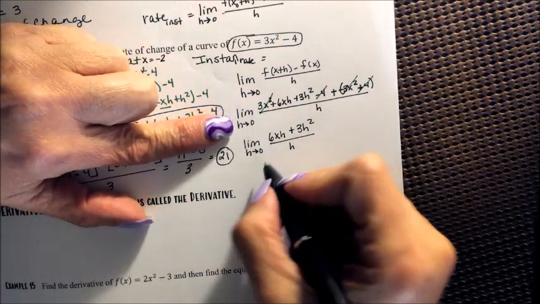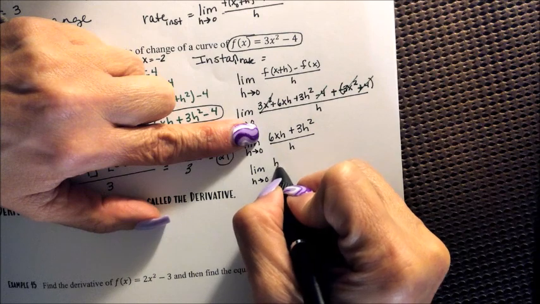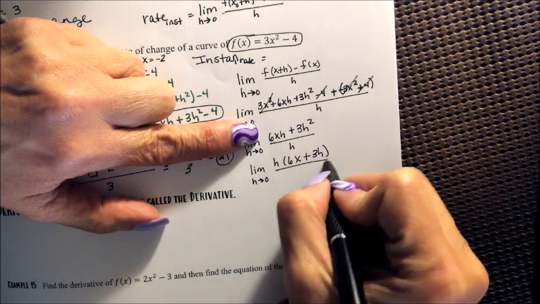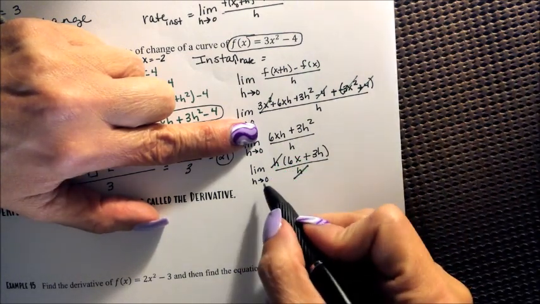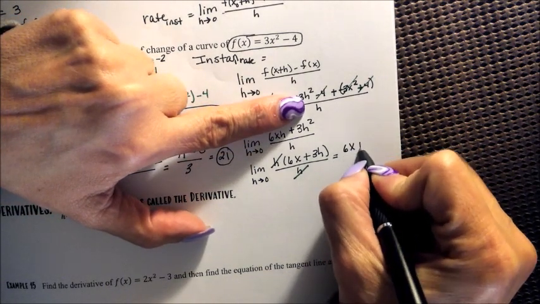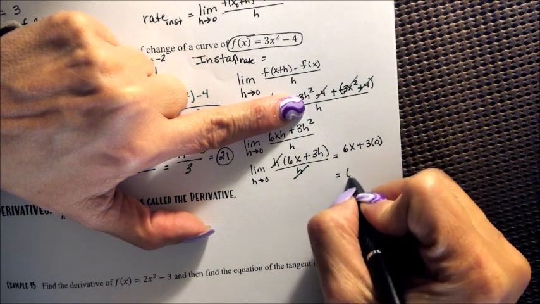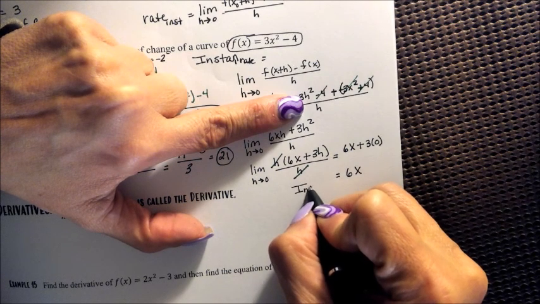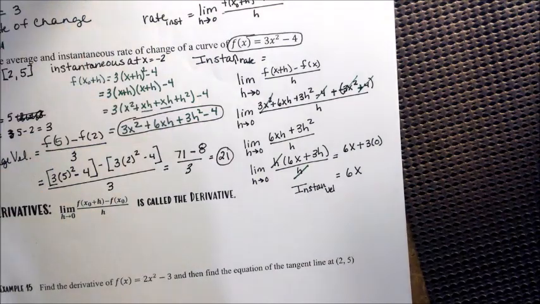I need to simplify that, so I'm going to take the limit as h approaches 0. I'm going to factor out an h and be left with 6x plus 3h all over h. My h's will cancel. Bam. I can plug in the 0. So I can now say it equals 6x plus 3, replace the h with 0, which means this is simply 6x. So the instantaneous velocity rate is 6 times x.